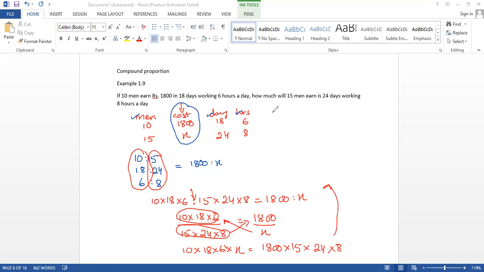So the next step over here is x is equal to 1800 times 15 times 24 times 8, and all of this will go in division. So 10 times 18 times 6. This will give you 4,800. Now in this case, all of them were directly proportional. Now what could we do if one of them was inversely proportional? That's our next question.